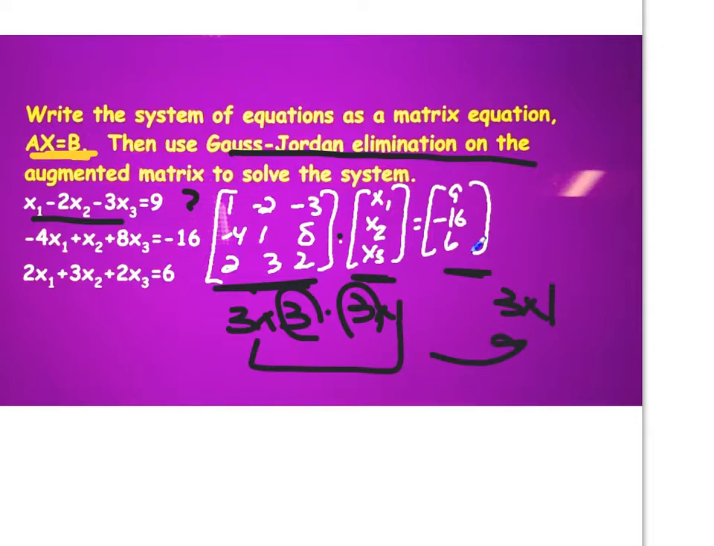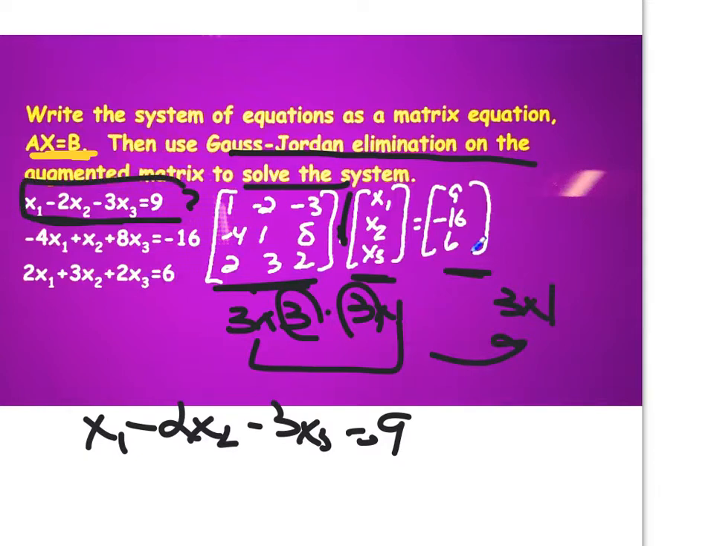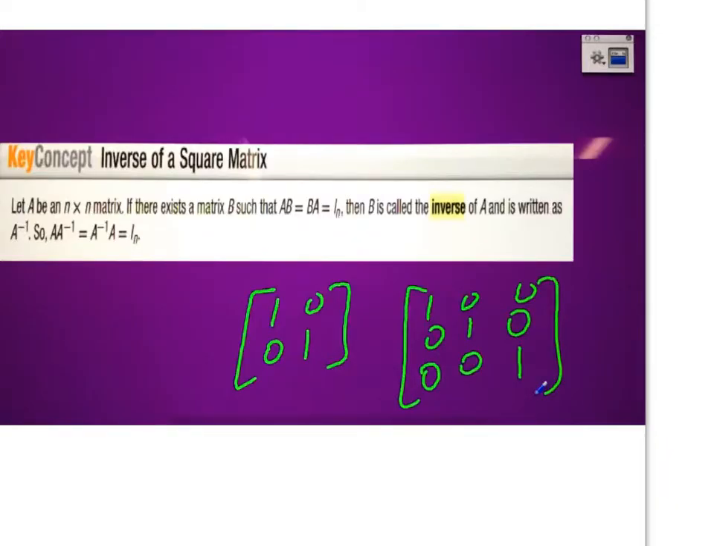The other cool thing is if you go across and down like you're supposed to, you would get 1 times x1, negative 2 times x2, negative 3 times x3, and it would equal 9. And guess what? That's the first equation. So that's why you can set it up. And all we're going to do in your book when we get to this today is just set it up like that. We're not going to solve it. Thank goodness.